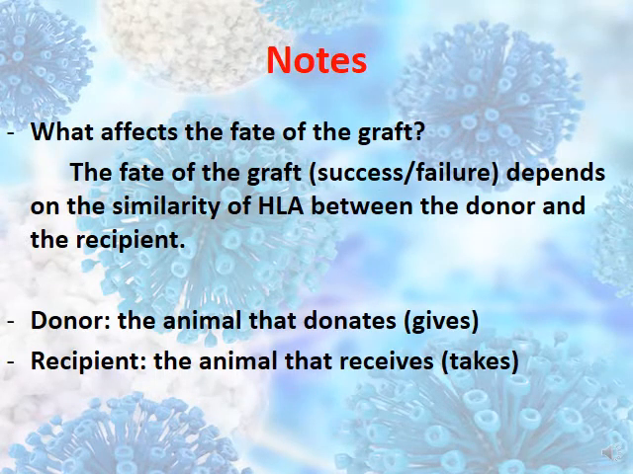So what affects the fate of the graft? The fate of a graft depends on the similarity of HLA between the donor and the recipient. The donor is the one that donates or gives, and the recipient is the one that receives or takes. So the fate of the graft, whether it's successful or it failed, depends on the similarity of the HLA.